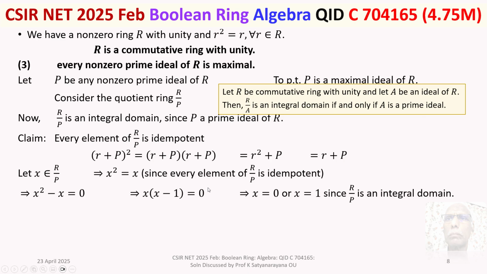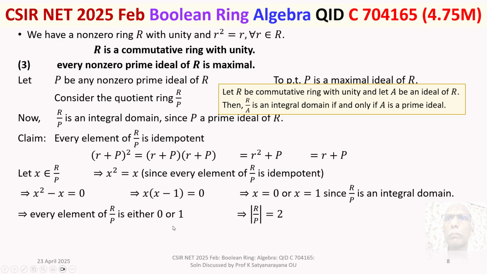Why? We are playing the game in R by P. What is R by P? It is an integral domain. What is an integral domain? It is a ring without zero divisors. Therefore, x into x minus 1 is equal to 0 will imply, since there are no zero divisors, either x is 0 or x is equal to 1. So if you take any x belongs to R by P, then you have proved x is either 0 or 1. That means R by P has just two elements only, either 0 or 1. So every element of R by P is either 0 or 1.